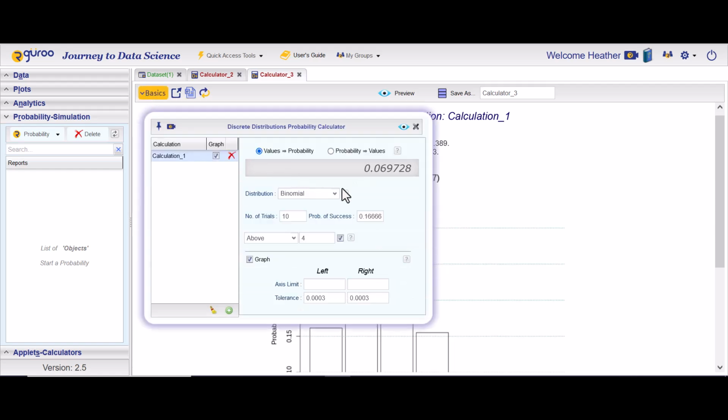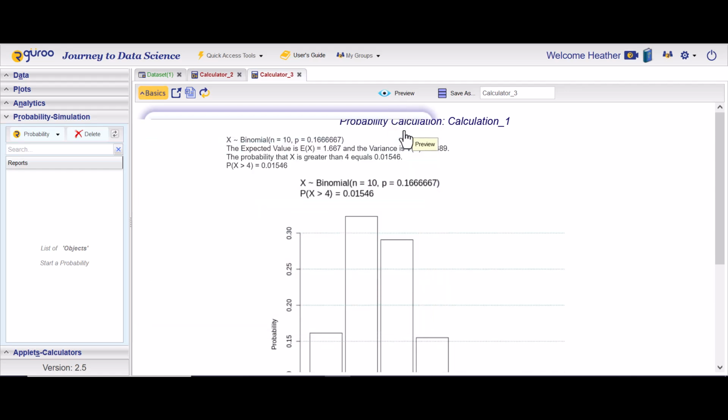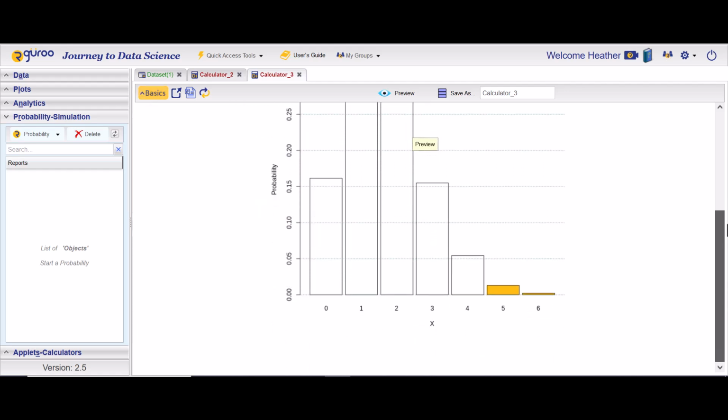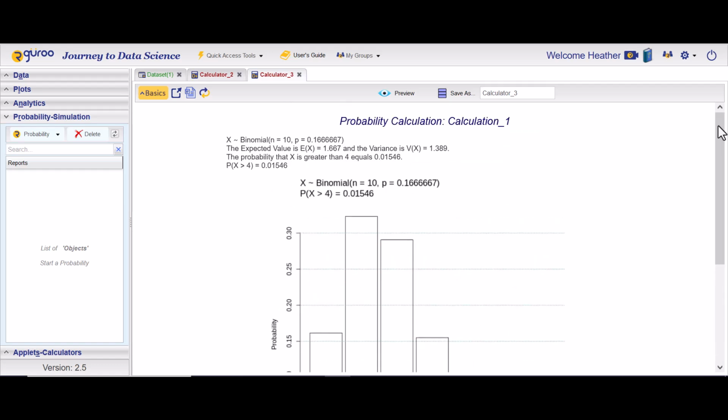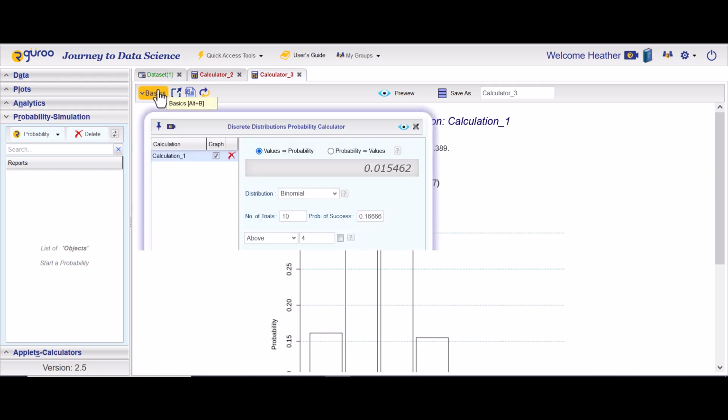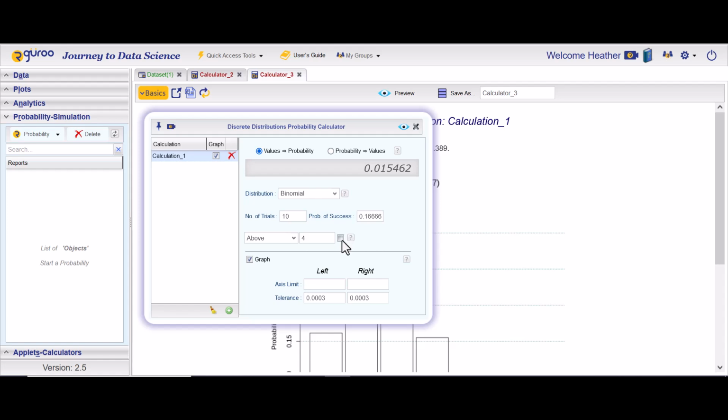But just so you can understand, let's pretend I didn't check that box. Let's see what the result would be. If I don't check that box, look, now I'm not including the 4. And if I come up here, I see that I only have x's greater than 4 instead of greater than or equal to 4. So that is not going to be the correct answer. So I need to check the box if I want the correct probability.